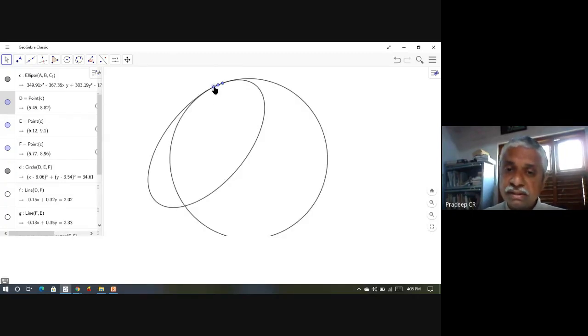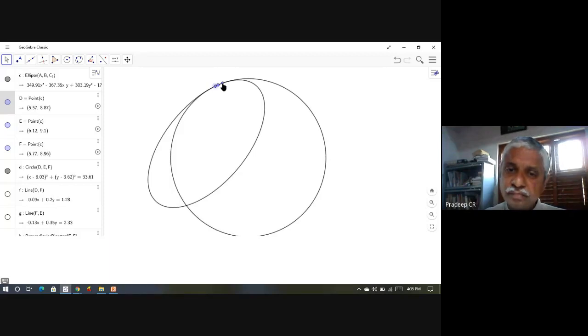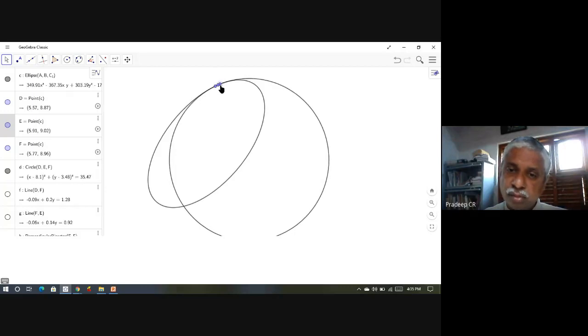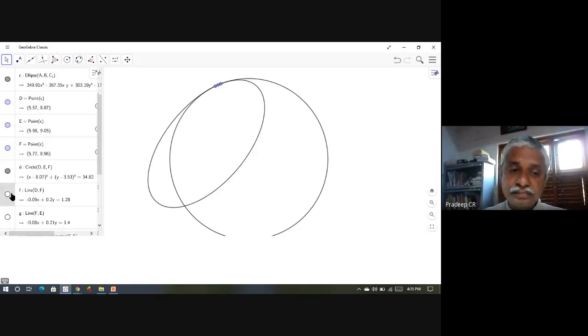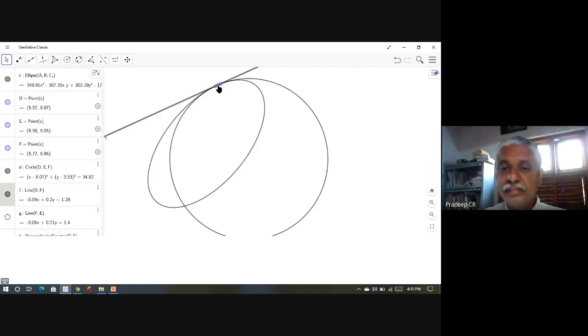You see this? These are the 3 points I took on the ellipse, and I want the points to be very close to each other. Then at this point, including these 3 points, I can draw a circle. Correct? This circle has a tangent, and that tangent is the same as the tangent at the first point which I picked up, D, tangent to the ellipse.